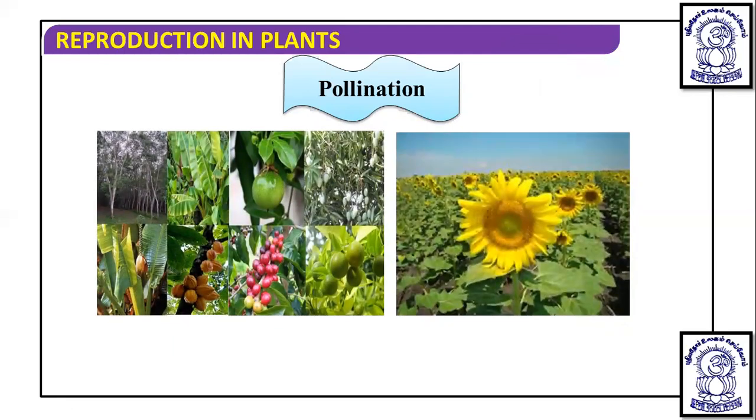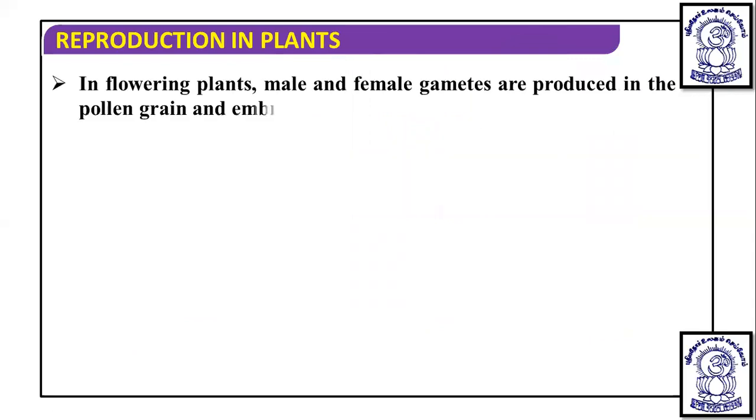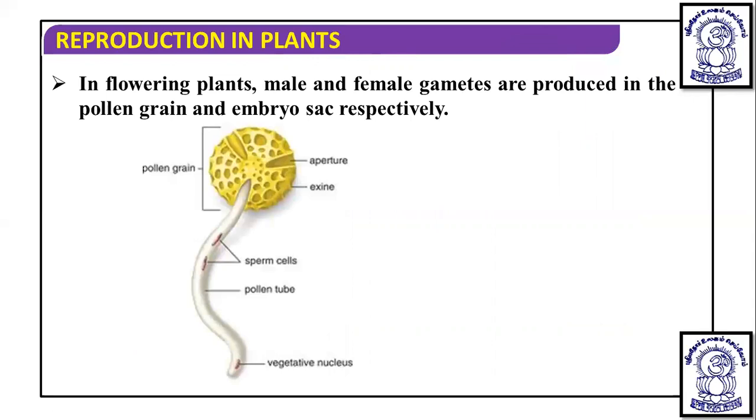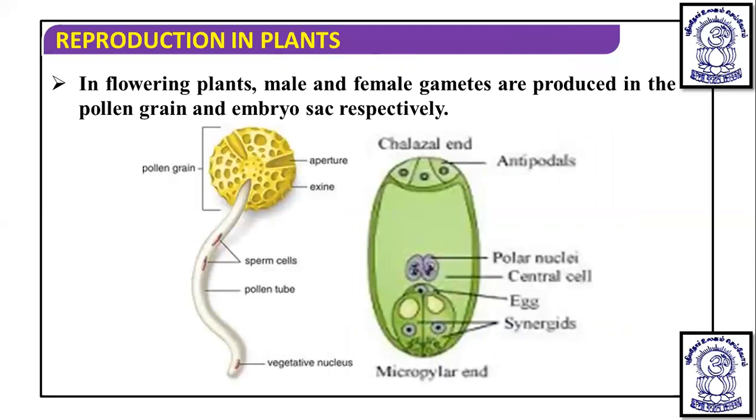you can see the different flowers and different fruits that are forming. If pollination does not occur, this is not possible, because these fruits and flowers develop from seed, and for the formation of seed there is a need for fusion of male and female gamete. In a flowering plant, male and female gametes are produced in the pollen grain and embryo sac respectively. So there is a need to bring them together, and to bring them together, pollination will happen.